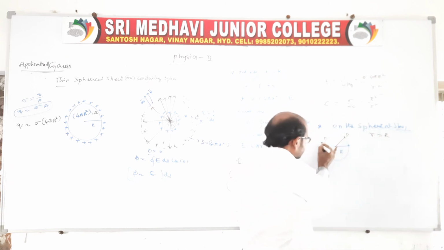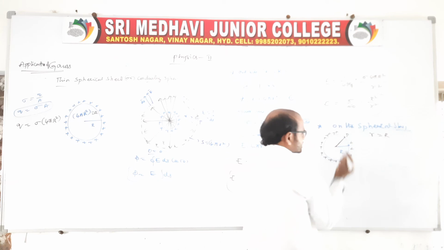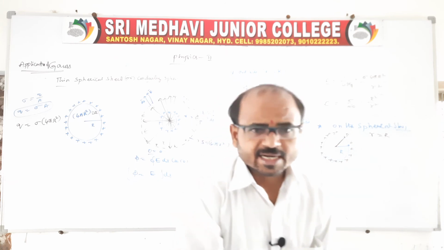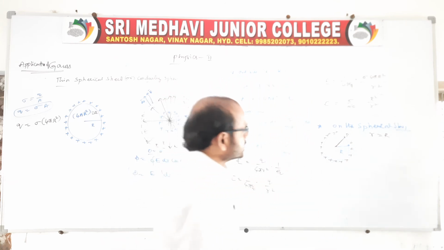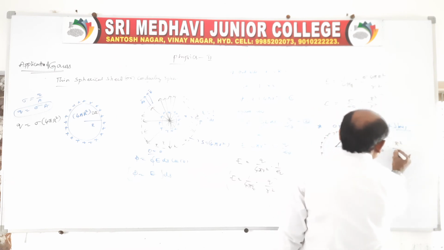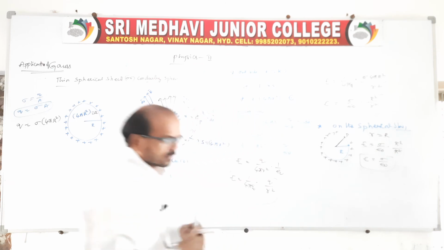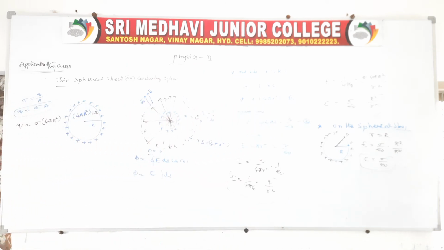On the spherical shell, now I am saying the small r is equal to capital R, the radial distance is equal to the radius of the spherical shell. So simple, you replace here: E is equal to sigma by epsilon naught into capital R square by capital R square. So E is equal to sigma by epsilon naught. Clear? This is on the spherical shell.